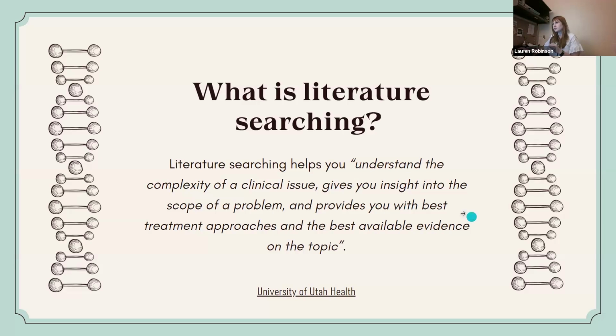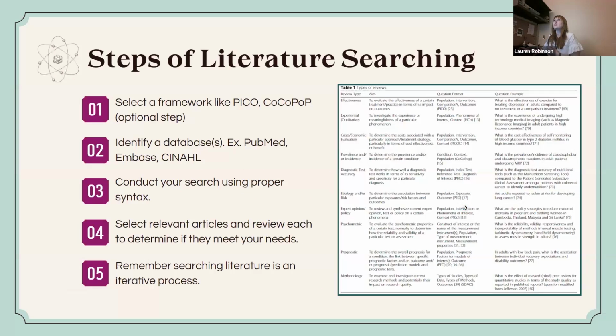Literature searching is really good for quick turnaround. It's not comprehensive. So what are the steps of literature searching? You don't have to do the framework piece. I already talked some about this, but it can be helpful, especially if your topic is nebulous and doesn't have very specific pieces to it. It doesn't follow PICO, for example. Some of these other frameworks might help you shape that question into something that's more searchable.